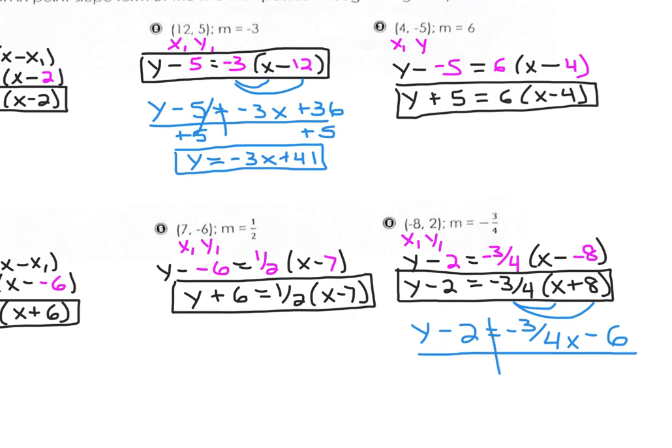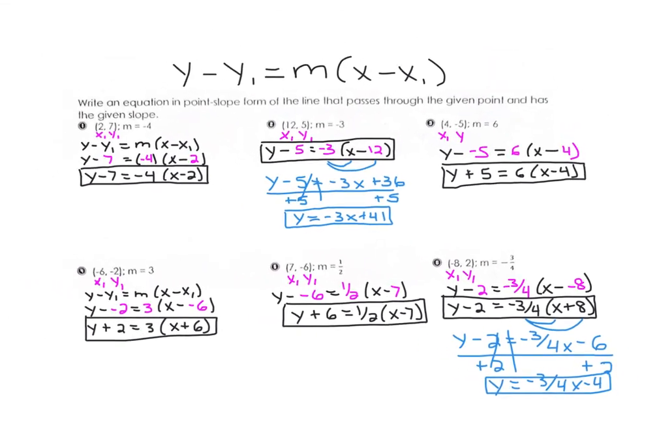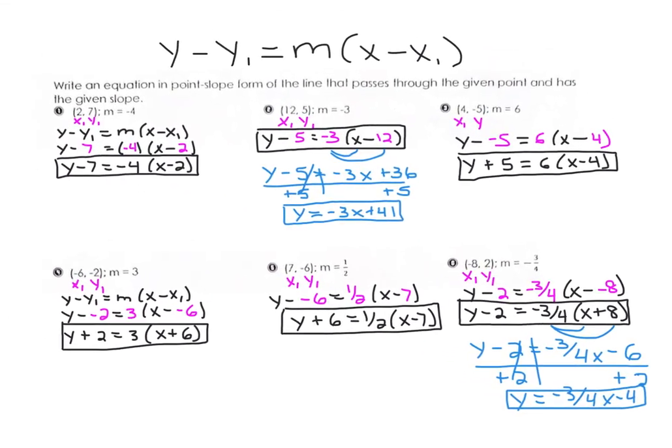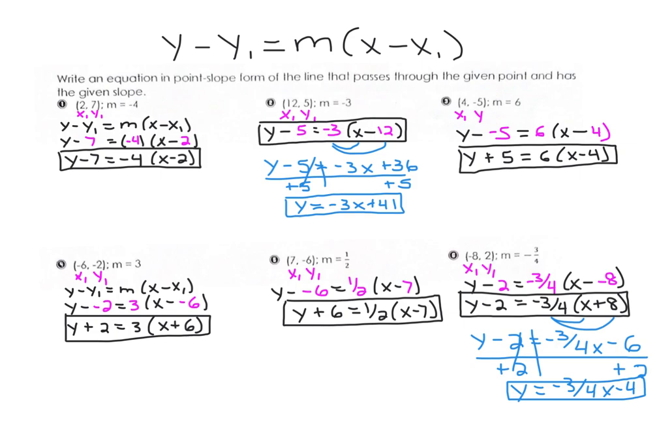Bring all of our integers to one side to isolate our y. Add 2 to both sides. That cancels out and will leave us with y equals -3/4 x minus 4. So we have now taken point slope and transferred it into slope intercept form. So given 1 point and the slope, we can now write this in point slope form and even transfer it into slope intercept form.